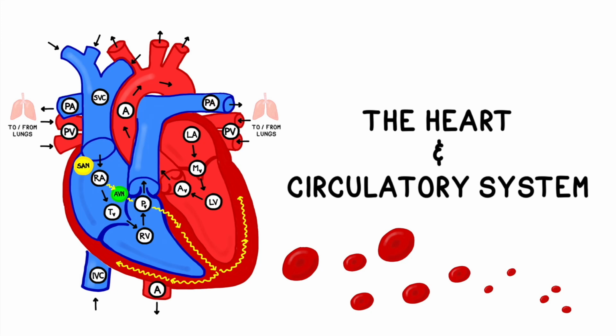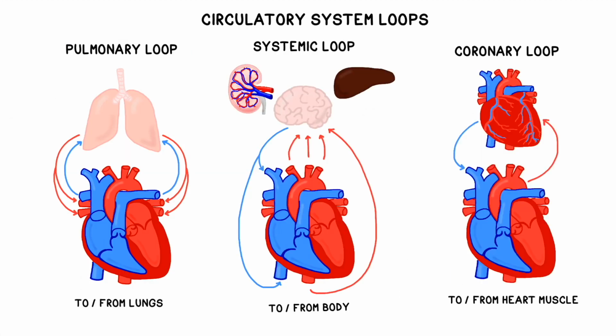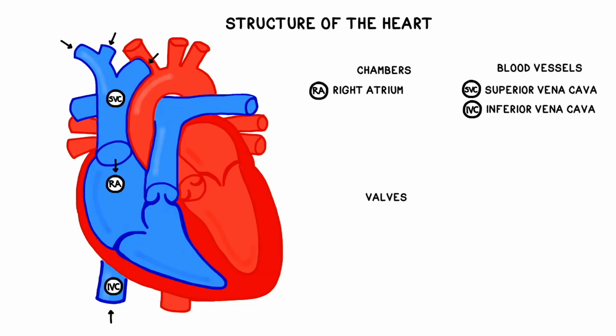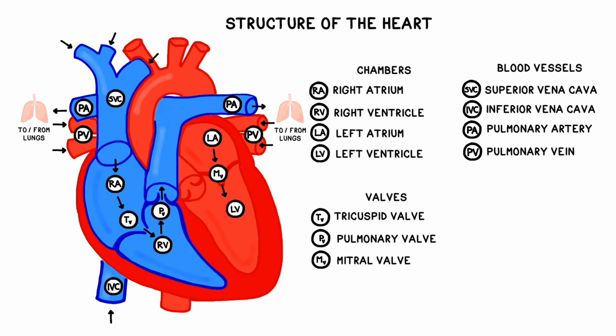In this video, we'll be learning about the structure and function of the heart and the circulatory system. We'll cover the major loops of the circulatory system, the various types of blood vessels, and, of course, the path of blood through the heart and the heart's internal structure.